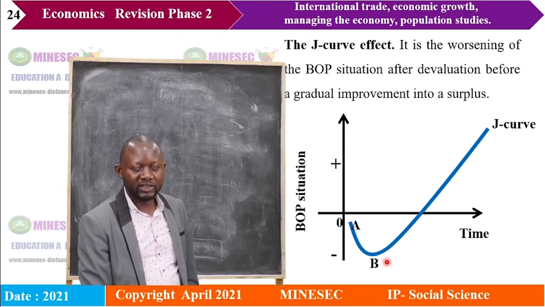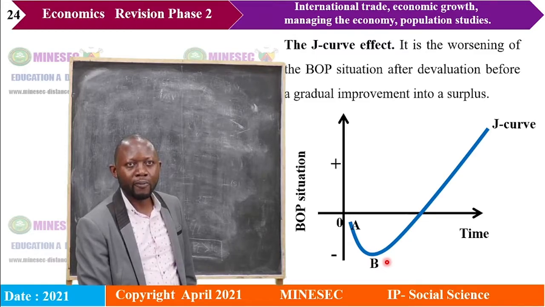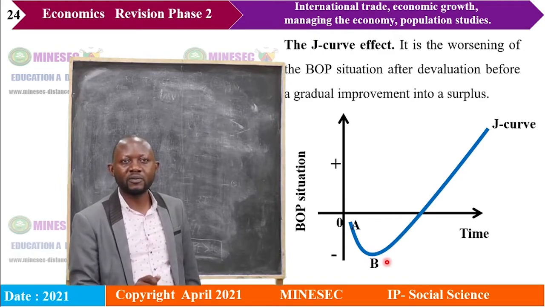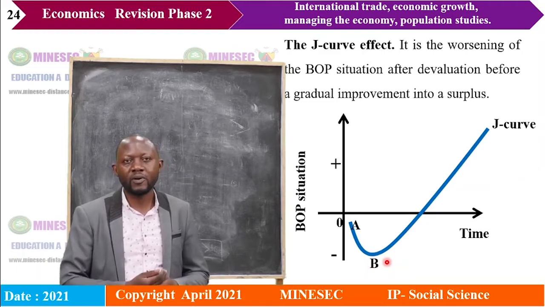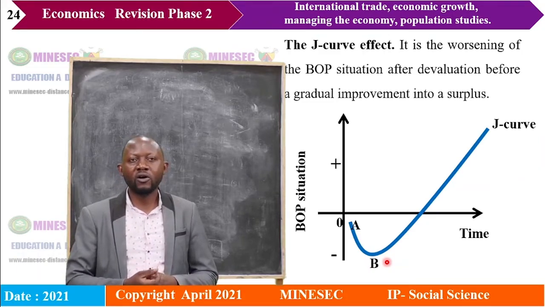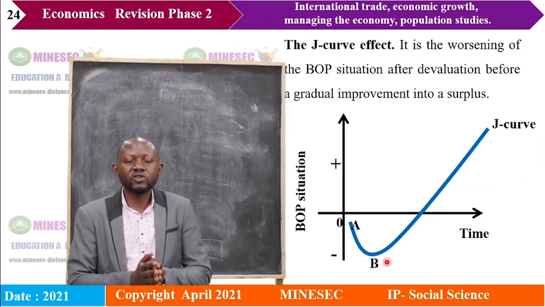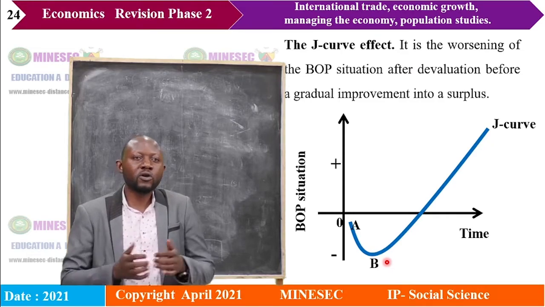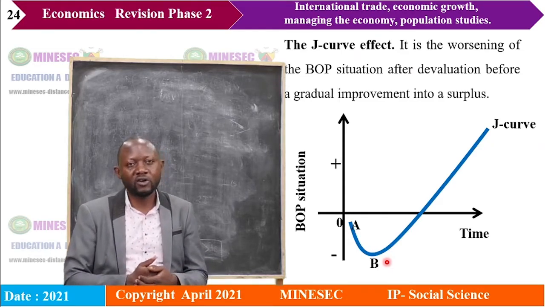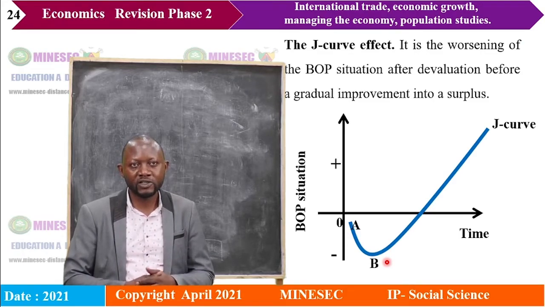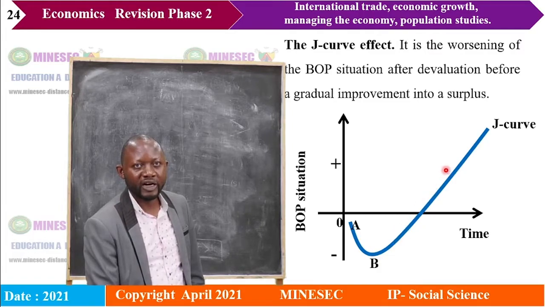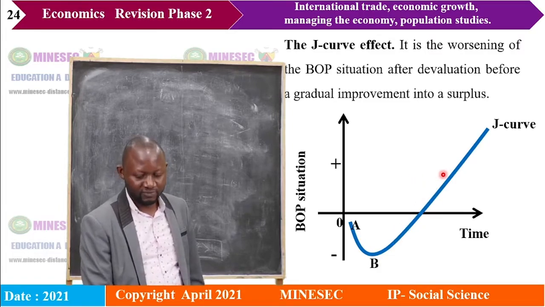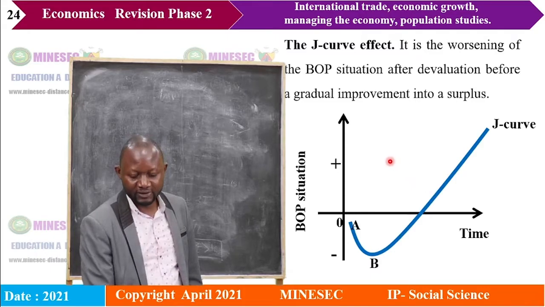Now, one of the reasons why this could occur is that the country might not be able to respond immediately, probably due to some immobility of factors to respond to increased supply in response to the increase in demand. Or it might be because in the short run, consumers might need to look for close substitutes. They might still consume similar commodities, thereby increasing expenditure on imports. But after some time, they will gradually move into a surplus. This is described as the J-curve effect.